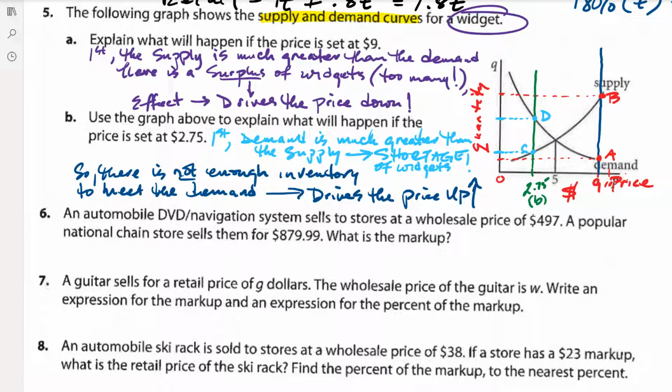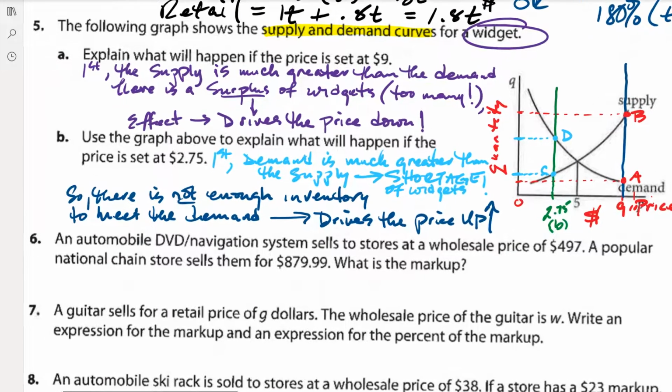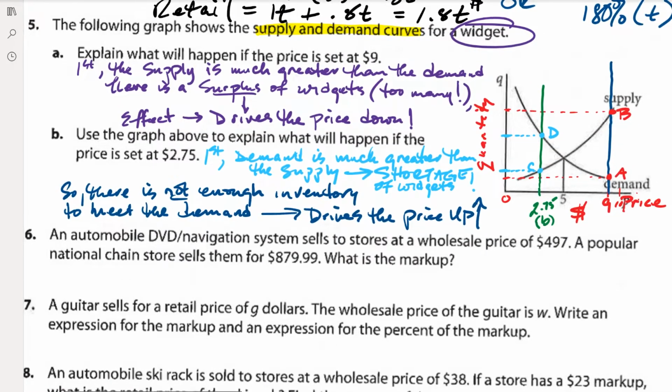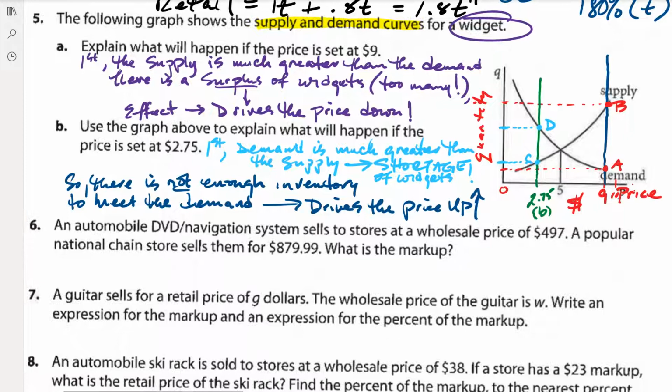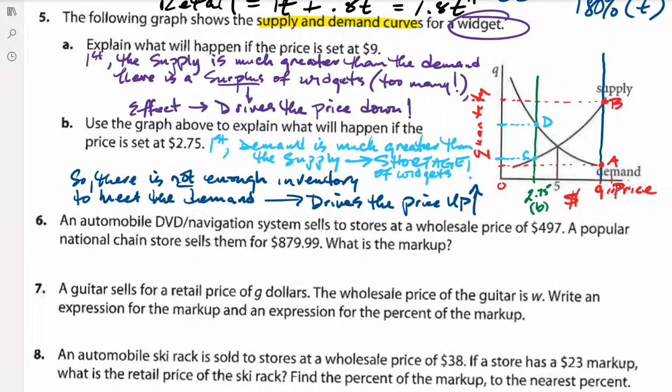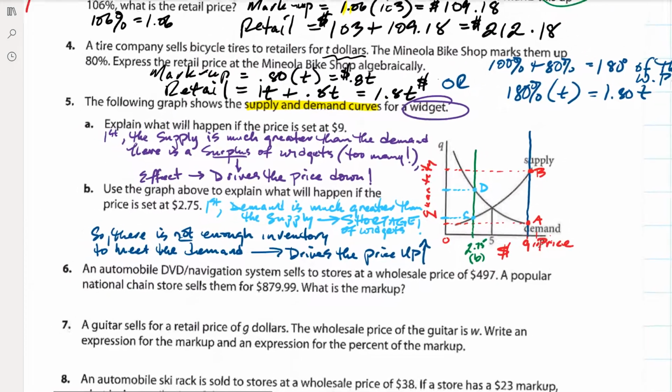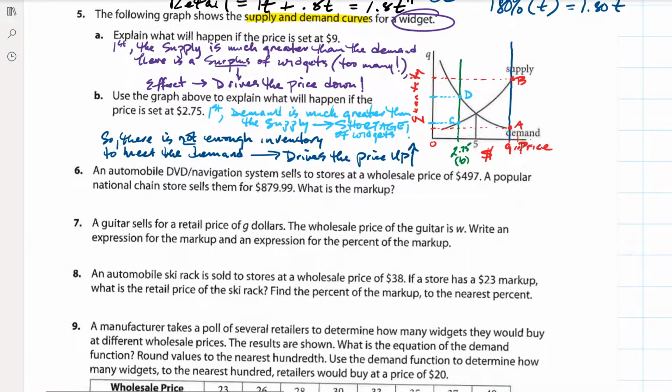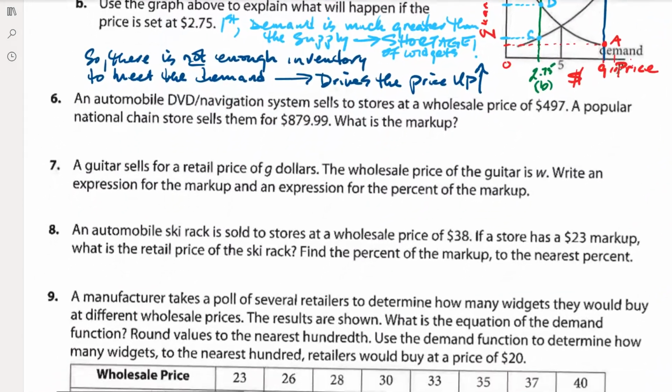So there's your first taste of a supply and demand curve. Unless you saw it in economics, of course, then you probably already know this. All right, let's move on. Number 6. Again, I'm taking you through the lesson here the best I can, being online since I'm out of town. All right, number 6, what's going on?